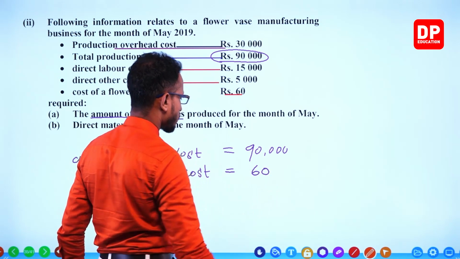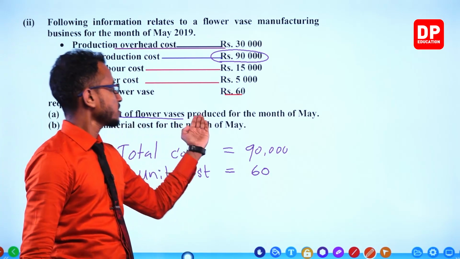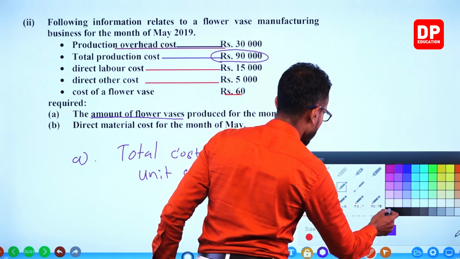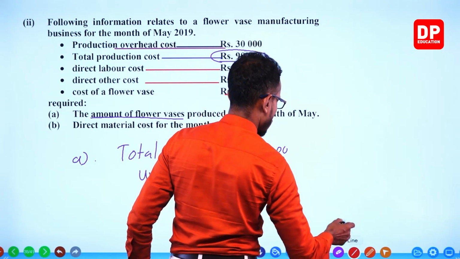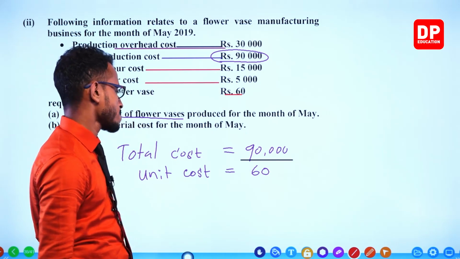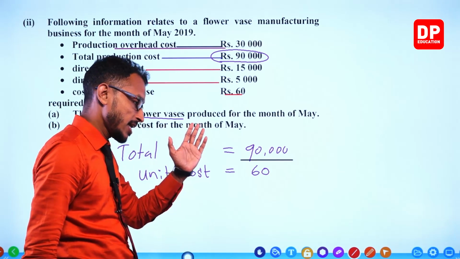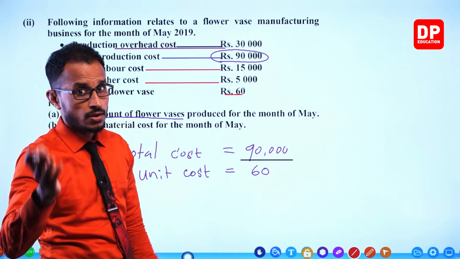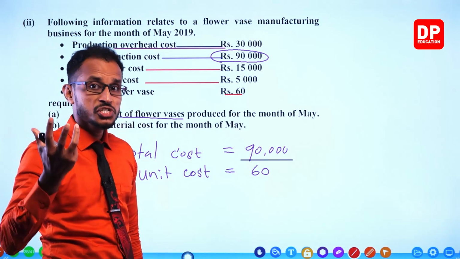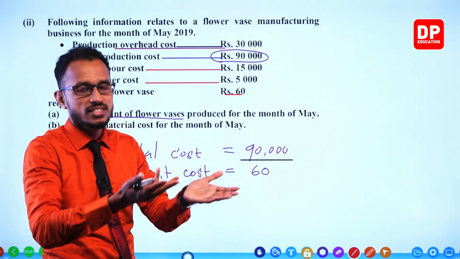Is 60. How many flower vases were produced for the month? Produced during the month. Easy peasy lemon squeezy, right? Divide. Entirely for the whole month, 90,000 is spent, right? That 90,000 is the collection of all the vases produced in the month.